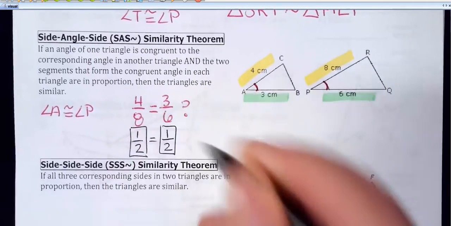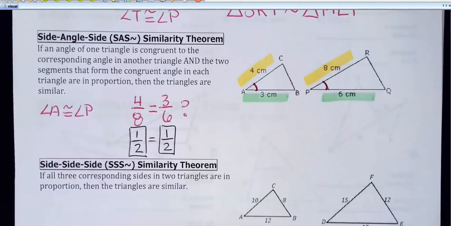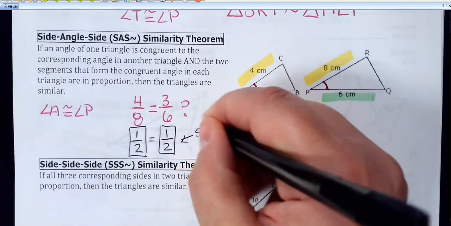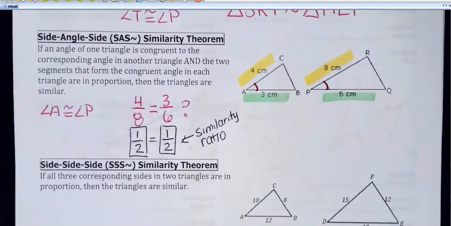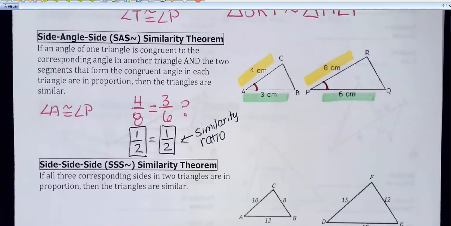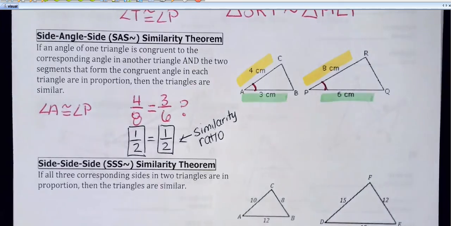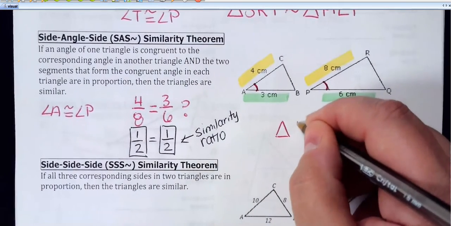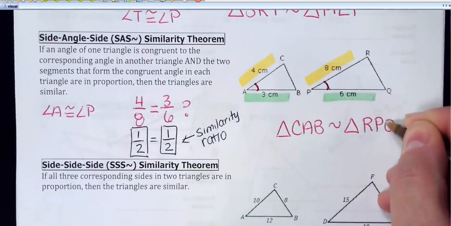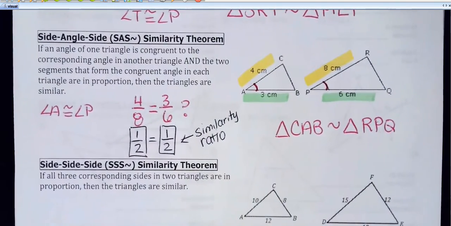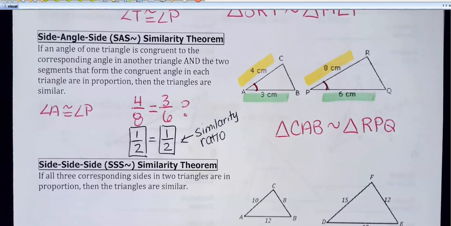So as long as they reduce to the same fraction, that will let you know they're similar, and that would also give you that 1/2. That is your similarity ratio. Some of the questions will ask you for that. Similarity ratio is just what you get when you show that the sides are in proportion. And let me write a similarity statement here. So something like maybe triangle CAB similar to triangle RPQ. So side angle side: two sides that form the angle in between. If you can show the two sets of sides reduce to the same fraction and those angles are equal, side angle side.